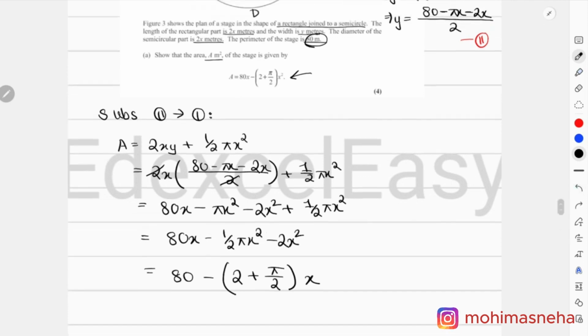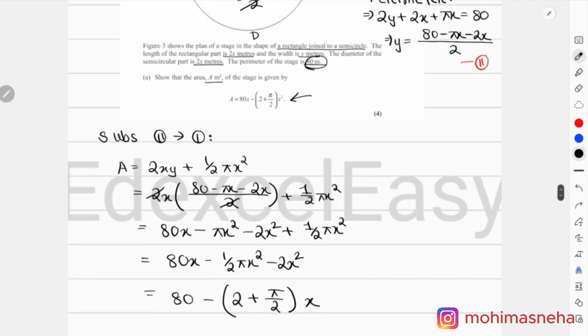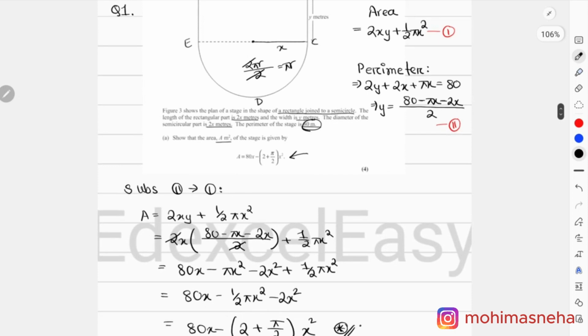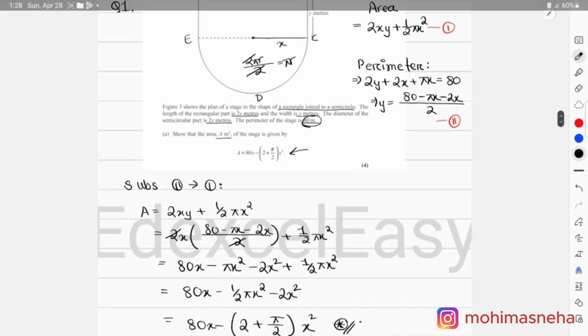So this is how the expression would look like, and this is what the expression was supposed to look like according to your equation 2, right? 80x minus bracket 2 plus pi by 2, the entire thing with x square. So this is proved maths. We have done this completely fine. Now we're going to move on to the second part. All these things, area, perimeter, and the substitution working, will get you the 4 marks. We're going to move on to the next question.